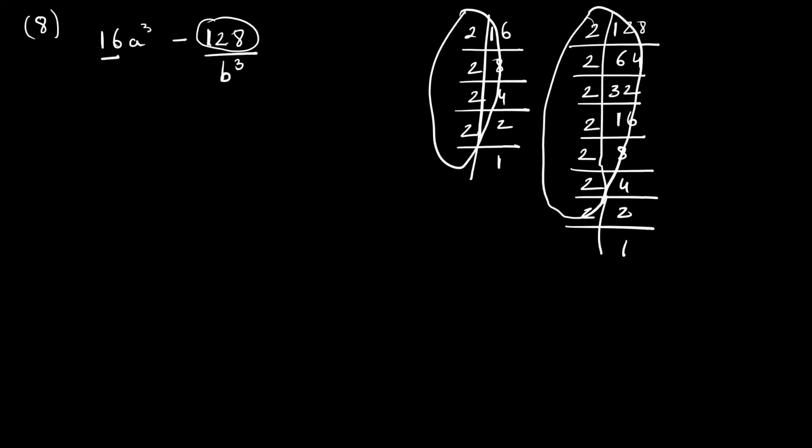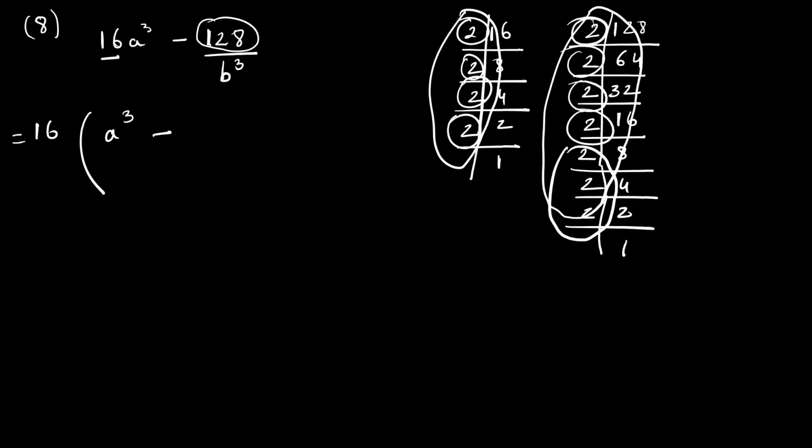Acha, these are all the factors of 16. These are all the factors of 128. So what is common in both? Only one 2 or more 2s? 4 2s are common. 2 2 2 2. Correct? Yes, sir. So what is the multiplication of 4 2s? 16. So can I just say 16 is common? Yes, sir. So when I take 16 common, what is remaining here? a cube minus, from here 4 2s went, so 3 2s are still left, no? Yes, sir, 8 upon b cube.